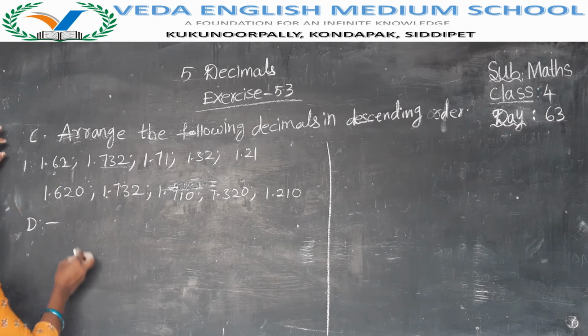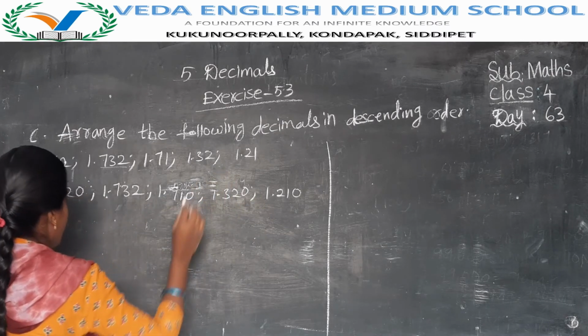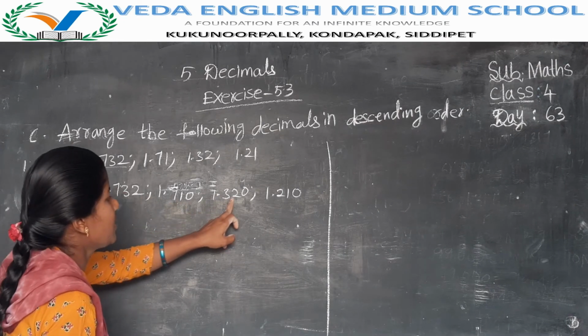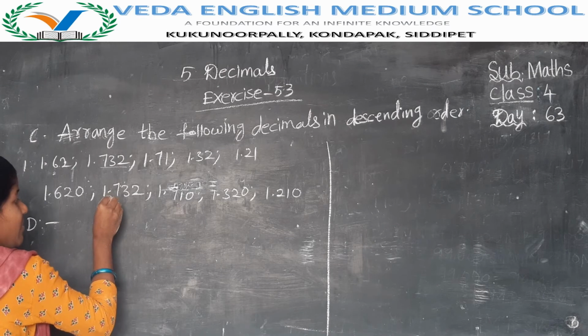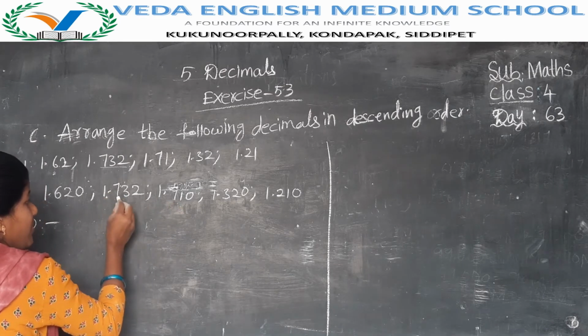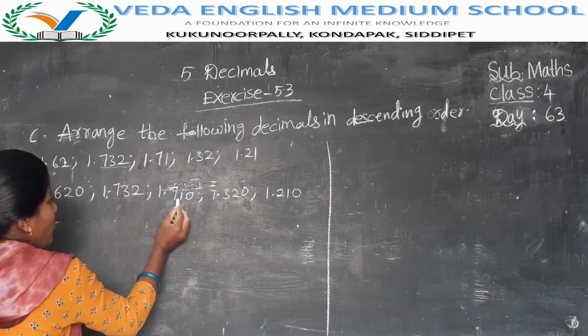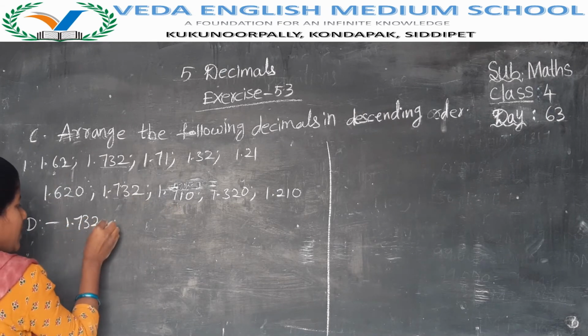How to write? Compare the first digit: 1, 1, 1, 1, 1. Then compare the second digit. Here 6 is there. Here 7, 7, 3, 2. Which is the greater number? 7 is the greater number. But here we have 7, and here also we have 7. If the first digit is the same, then we have to compare the next digit. Third digit is 2 and 0. So 1.732 is the greater number.